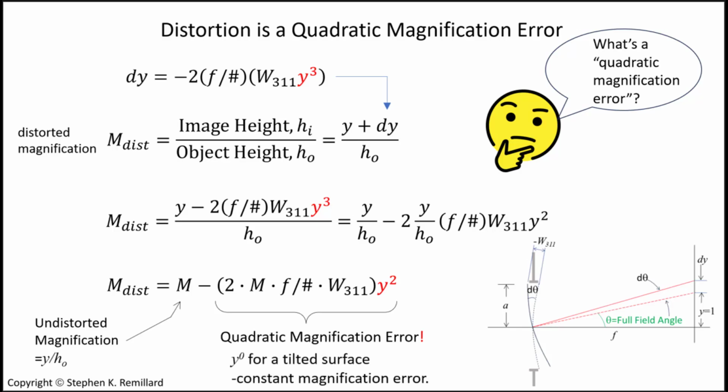By the way, tilting the spherical surface of a lens introduces a magnification change that's the same at all heights in the image. So in that sense, distortion is like tilt aberration, except it's a different tilt for each angle. Or rather, distortion is a field-dependent tilt.